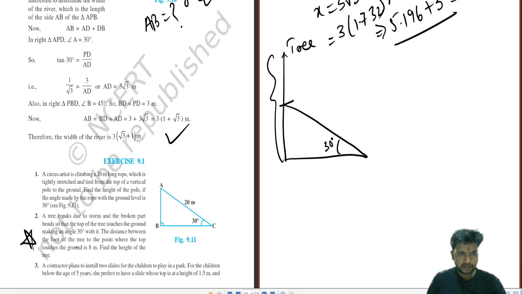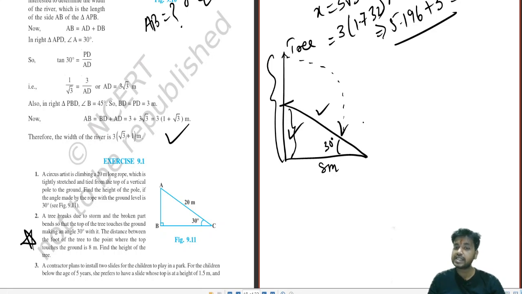The distance between the foot of the tree to the point where the top touches the ground is 8 meters. Find the height of the tree. Now, if you are a clever student, you will find the whole height of the tree. But if you are careless, you will find only this part. So first of all, you have to find this also, and add them up, since this height over here is basically the height of the fallen part.